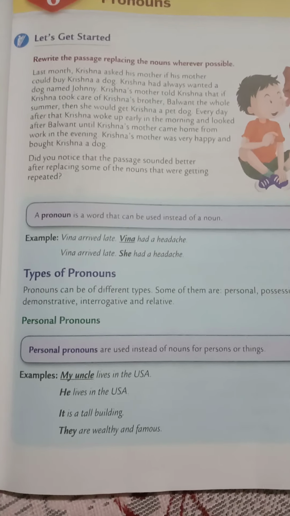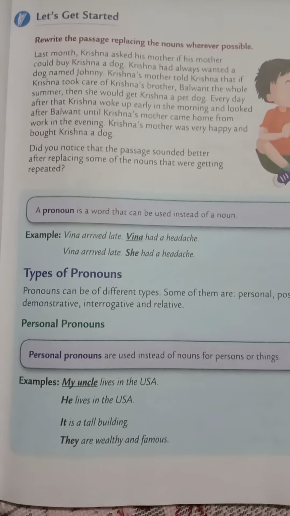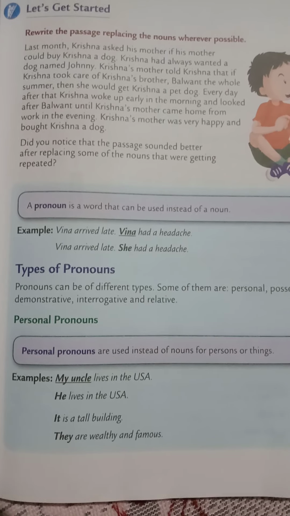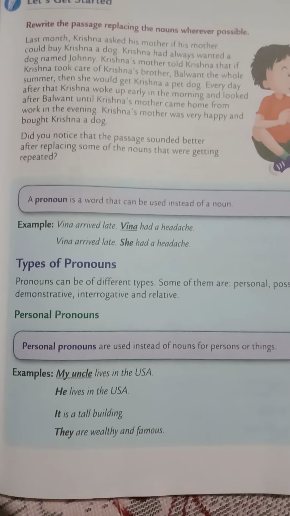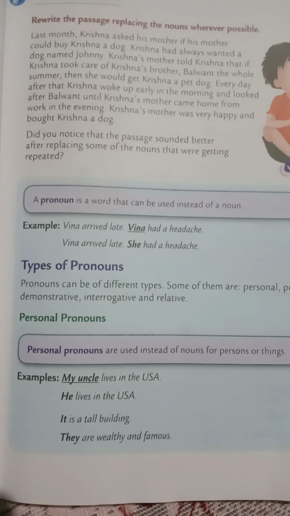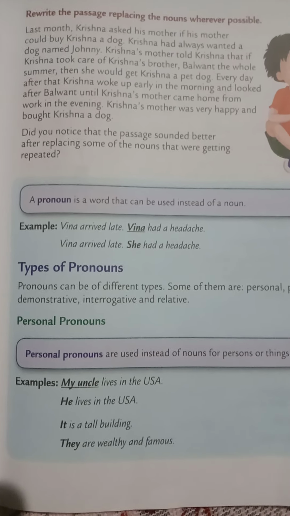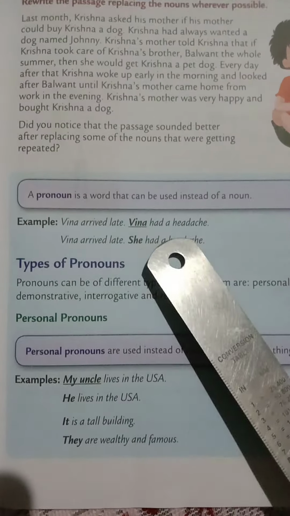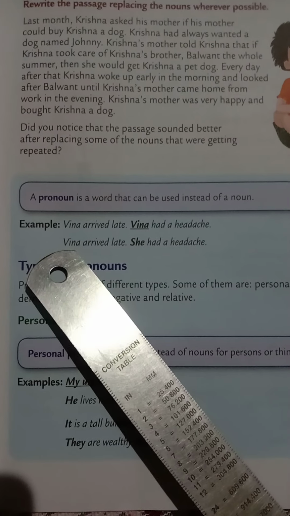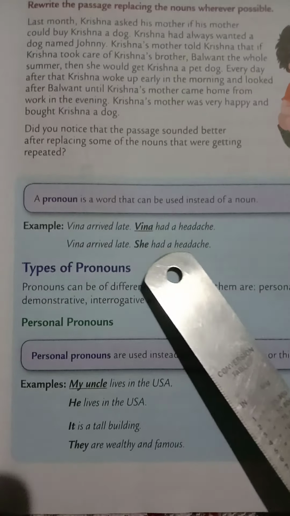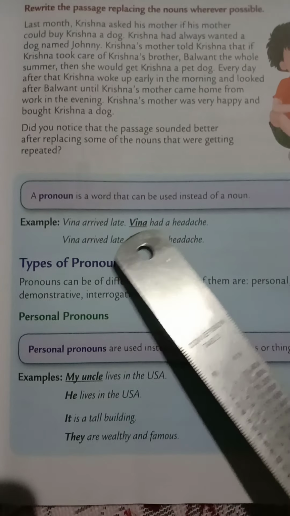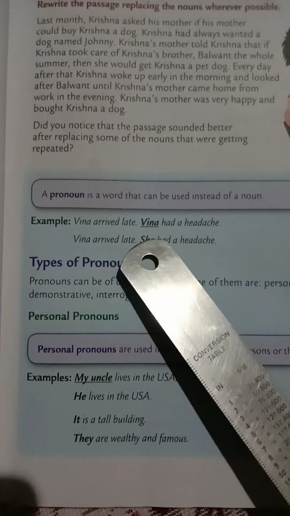In the previous class we saw the definition of pronoun: a pronoun is a word that can be used instead of a noun. So we can use a pronoun in place of a noun. For example, Veena arrived late, Veena had a headache. Twice we have used Veena. Now in the second sentence, Veena arrived late, she had a headache. In place of Veena, which is a noun, we are using she, and this she is a pronoun.